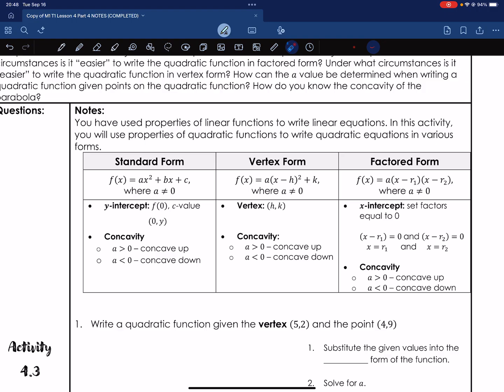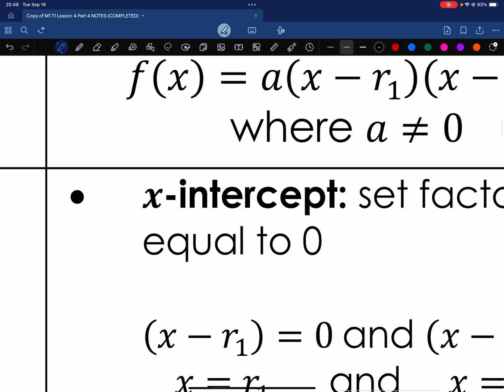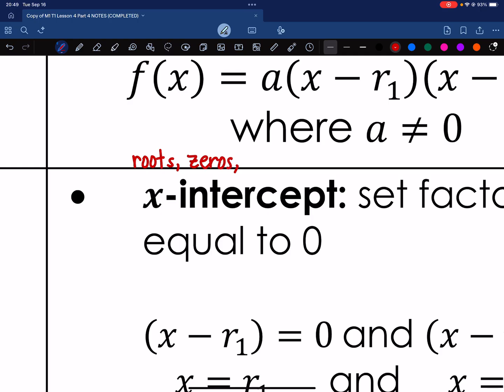Typically standard form is our least favorite form, but it is useful when you do know the y-intercept, because your y-intercept is c. Your vertex form is good when you know the vertex. Factored form is best when you know your x-intercepts, your roots, your solutions, your zeros. So maybe we should make a note tying those words together: x-intercepts are also roots, zeros, and solutions. All 4 of those words can be used interchangeably.